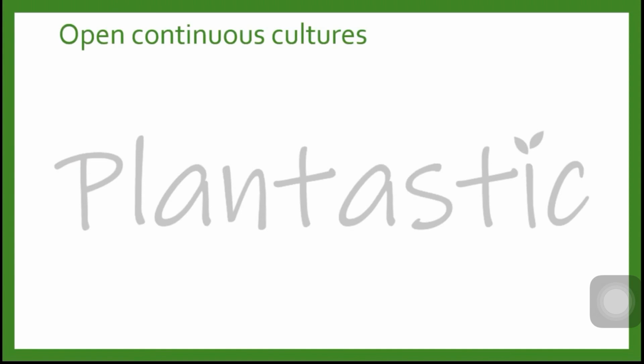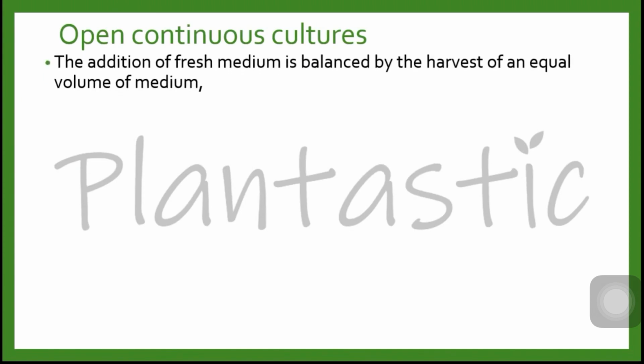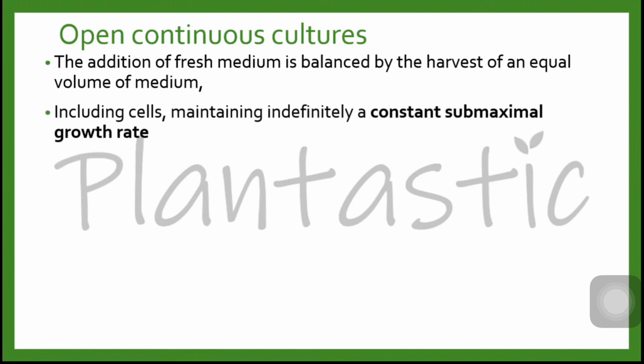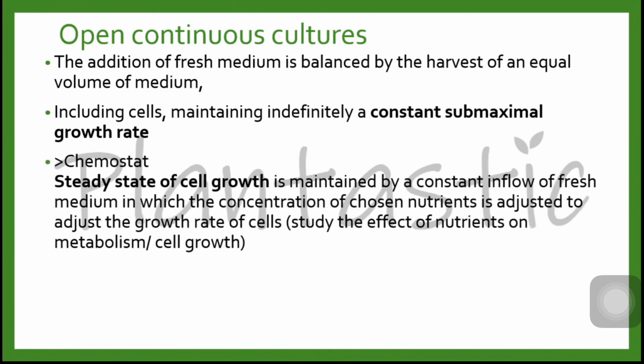For the open continuous culture, the addition of fresh medium is balanced by the harvest of an equal volume of medium, which includes the cells, maintaining indefinitely a constant submaximal growth rate, which can be further split into two types.